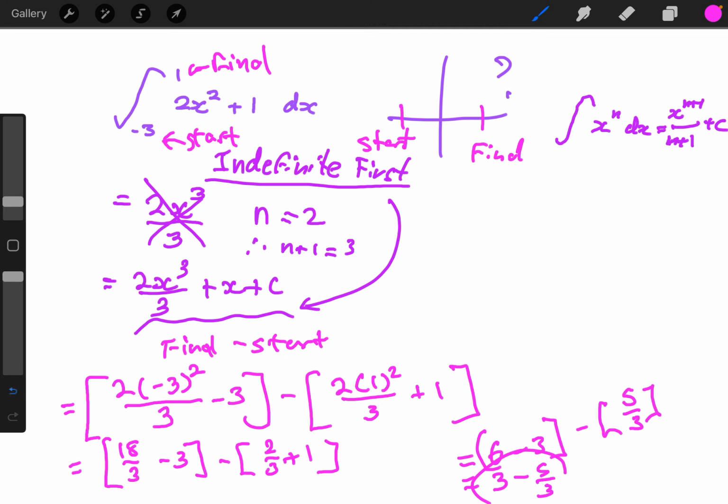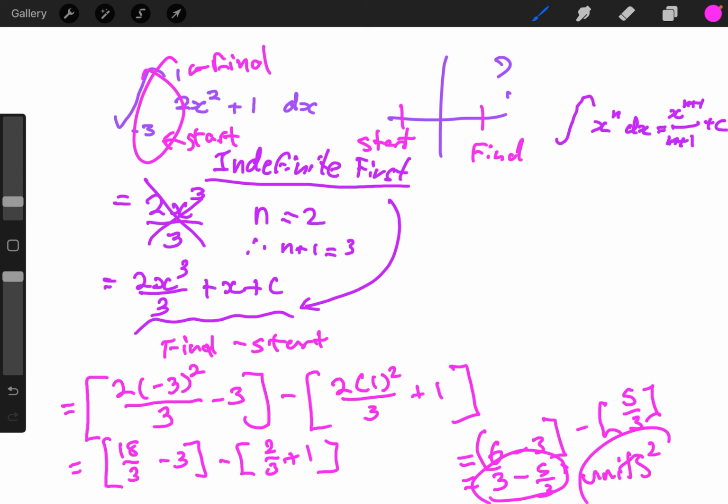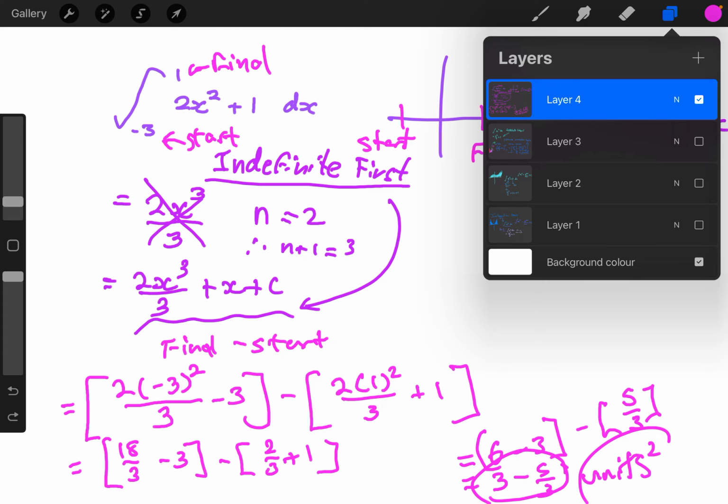I don't know what that is on a calculator, but you can easily put it in, so she'll be right. And then units squared. Yes. And that gets the area under it. Between these values, the area is 3 minus 5 over 3 units squared. Yeah, you can put it in decimal. Yeah, you can put it in fraction, whatever you want. Whatever your teacher asks, probably, but she'll be right.